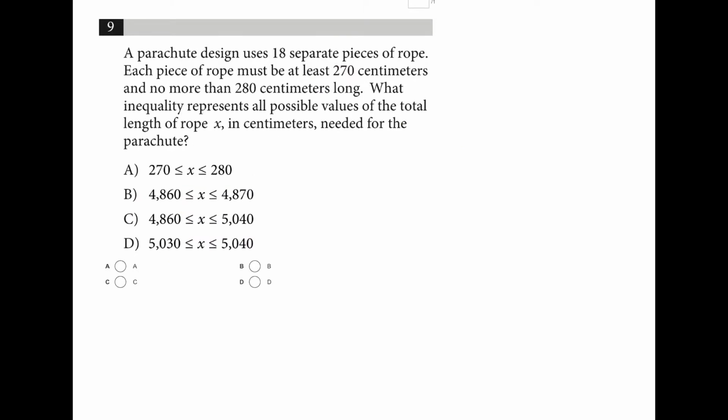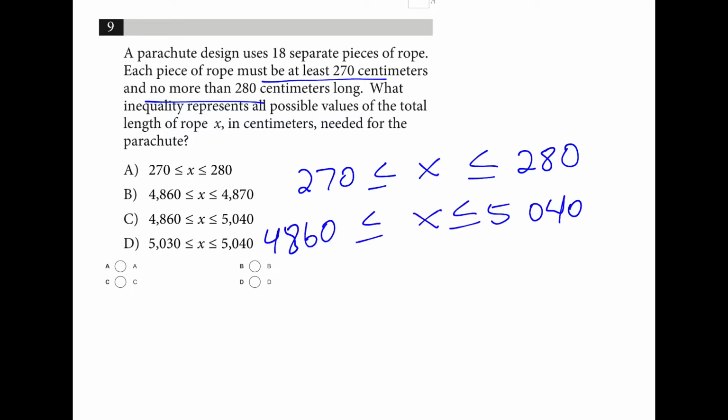So how do we write these inequalities? If it says at least 270, then we're going to write 270 less than or equal to. No more than 280 means less than or equal to 280. And they want to know the values total for the parachute, so we're going to multiply everything by 18. So 270 times 18 and 280 times 18.